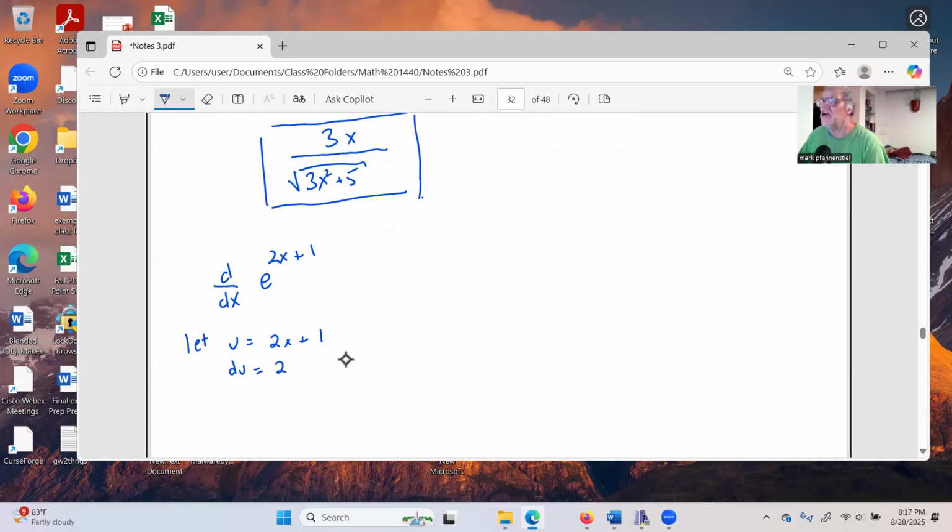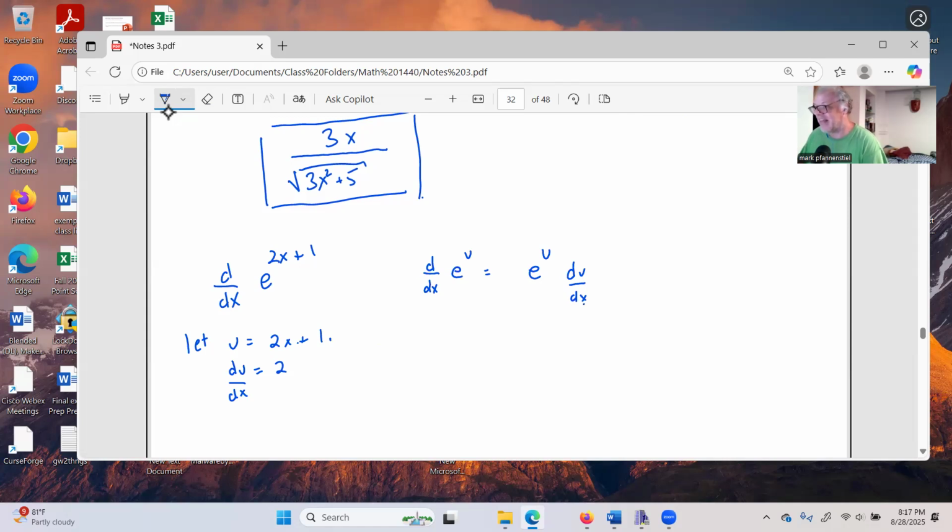So if I wanted to convert this a little bit, we're going to take the derivative with respect to x, d by dx, of e to the u. It's just that u is a function of x. That's going to be e to the u times du by dx. So we took the derivative of this u function with respect to x, du by dx, and that's our chain rule.